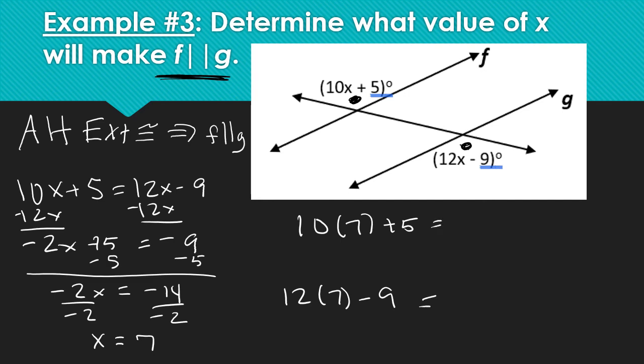And when I do that, 10 times 7 is 70 plus 5, which is going to give me 75. 12 times 7 is 84. And if I subtract 9, 84 minus 9 is 75. So since both of these answers are 75 degrees, that tells me that my lines are parallel. Now, I'm going to put a disclaimer on this picture. This picture is not drawn to scale, because if this was drawn to scale, those would be acute angles, and by looking at the picture, they're definitely obtuse. So don't always assume that your pictures are drawn to perfect scale.